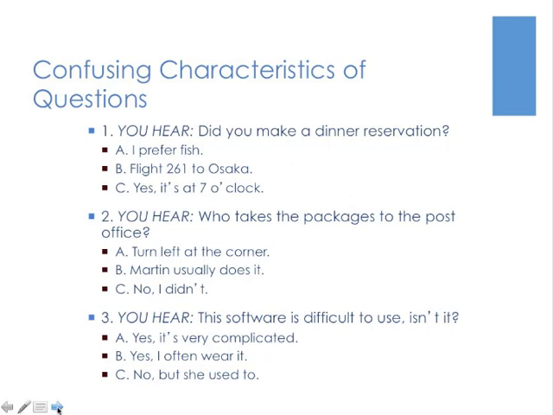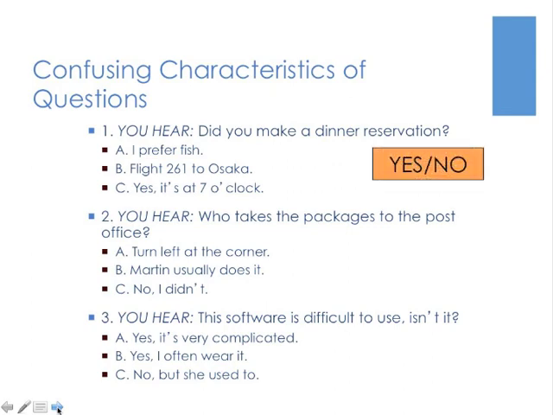So for example, when we go back to the first three questions, let's see if we can identify what kinds of questions they are. In number 1, did you make a dinner reservation? Is that a yes or no question, an information question, or a tag question? In number 2, we have who takes the packages to the post office? Again, is this a tag question, an information question, or is it a yes or no question? And finally, number 3, this software is difficult to use, isn't it? Is it a regular question, yes or no, information? Or is it a tag question?